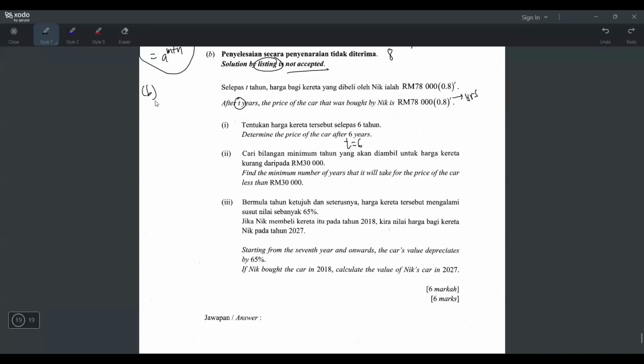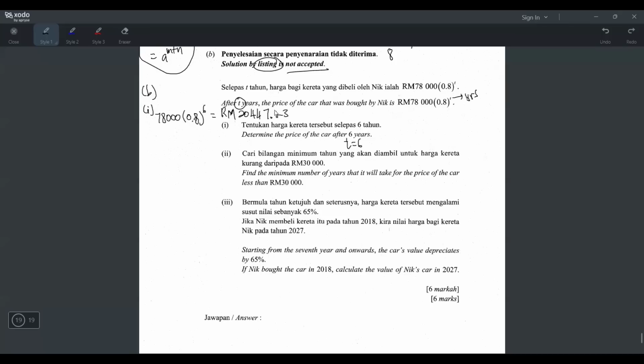So it becomes B1. The answer is 78,000 bracket 0.8 power T, which is power 6. And then I just press this on my calculator. My calculator gives me 20447. Okay, right, RM, this one is the price.